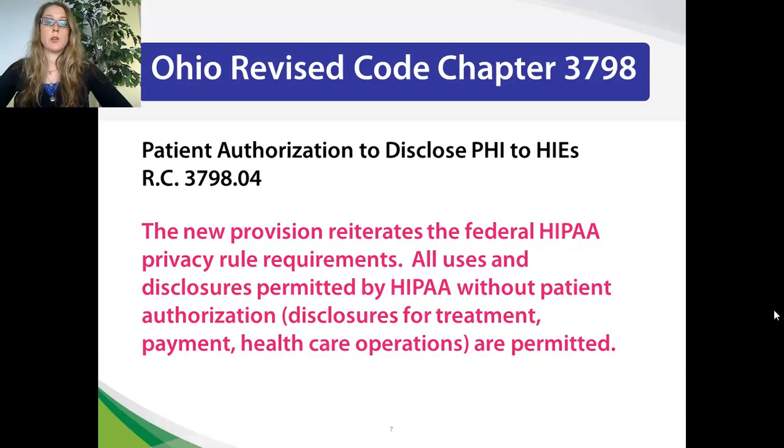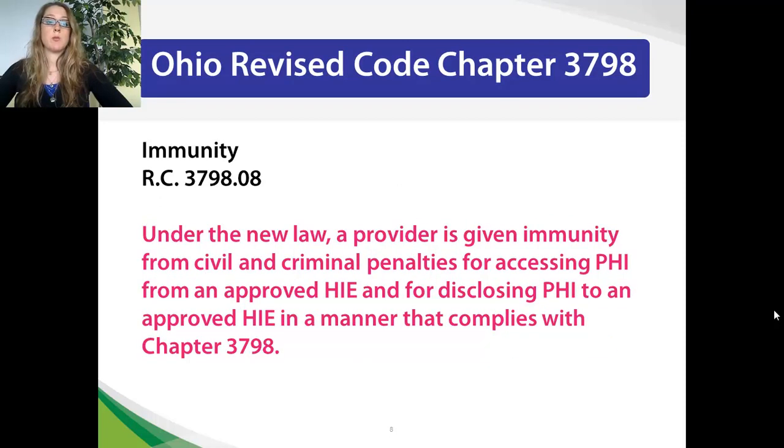So Section 3798.04 goes over patient authorization to disclose PHI to HIEs. This new provision reiterates the federal HIPAA privacy rule requirements. So all uses and disclosures permitted by HIPAA without patient authorization, such as disclosures for treatment, payment, and healthcare operations, are permitted. The second item I wanted to point out pertains to immunity.